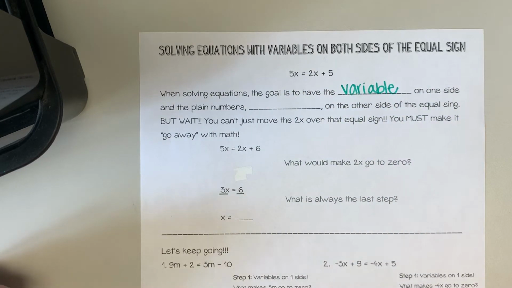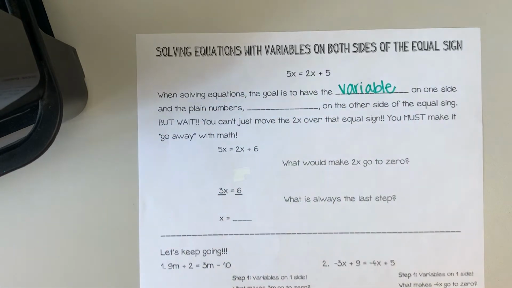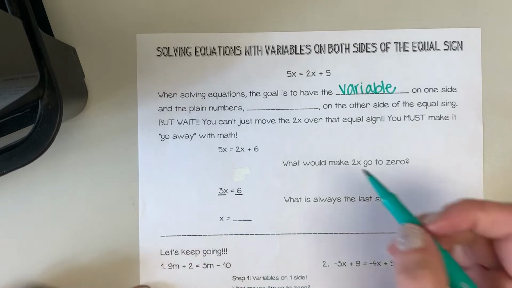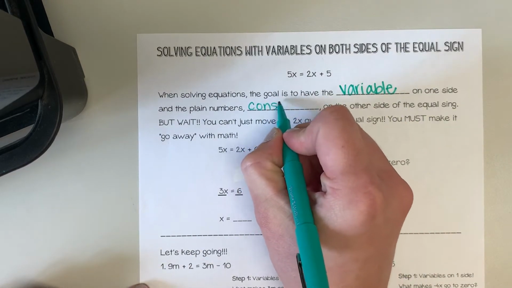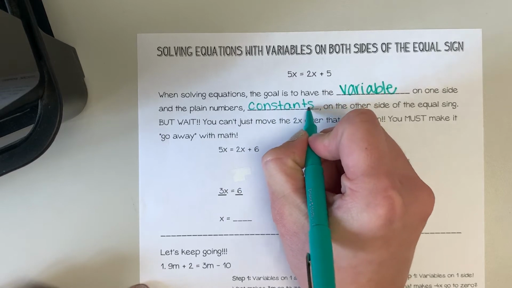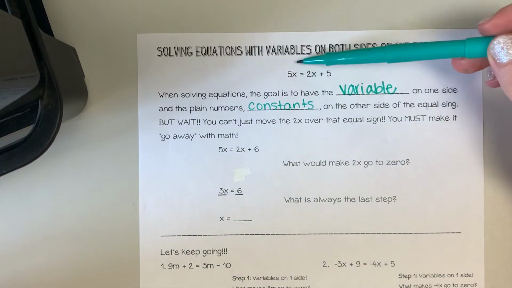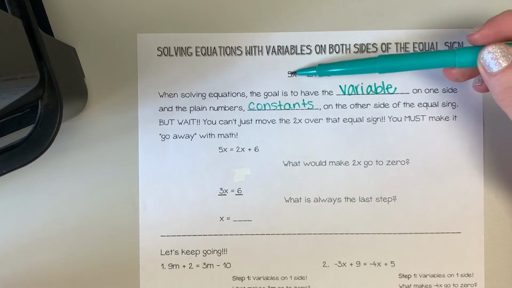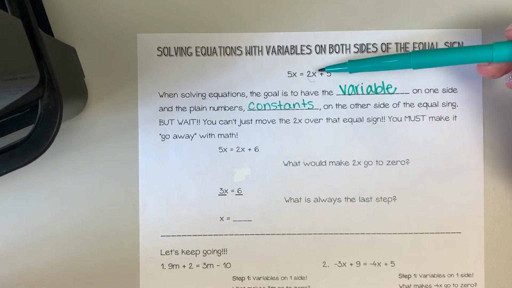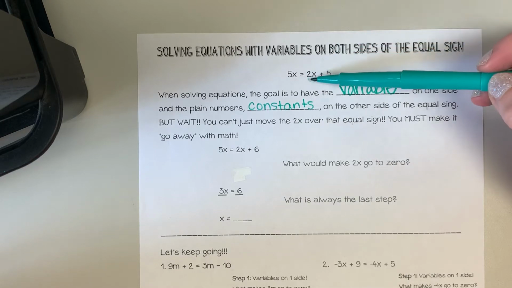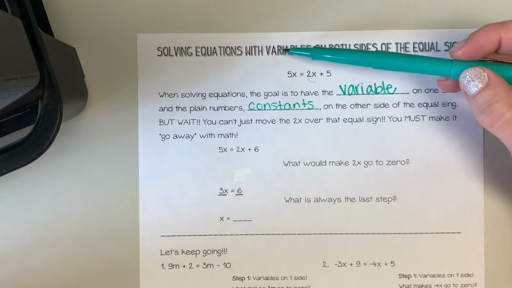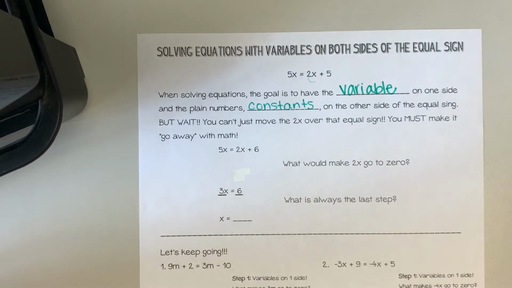So we're going to put the variable on one side, and we're going to put the plain numbers that do not have any letters connected to them, those are called constants. So variables on one side, constants on the other side of the equal sign. So what you notice right now is we have a coefficient, which is a number with a variable, on the left, and also a constant. So what we need to do is we need to get that 2x, and we need to put him over here with the 5x. But we got to figure out how that happens.